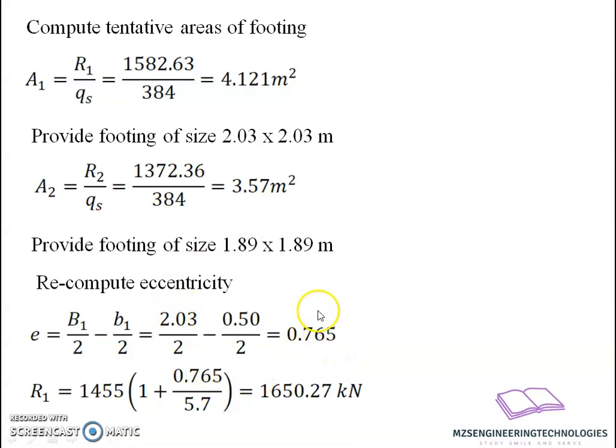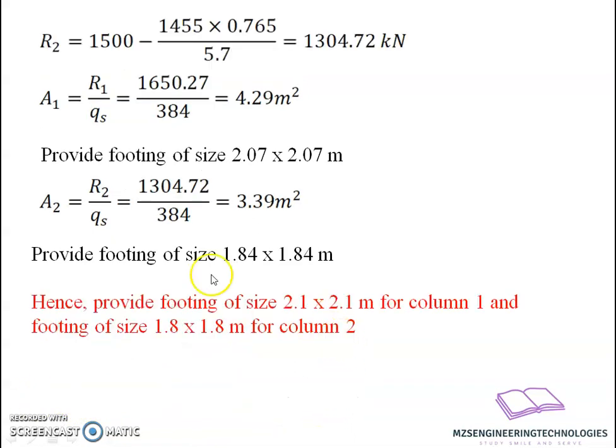Again, we have to go with reference to the calculated eccentricity. So I will find once again the reactive forces with reference to the calculated eccentricity. R1 equals 1455 (1 plus 0.765) divided by 5.7. I have changed the E value. Previously I had taken 0.5. Based on this I got the reactive force 1650.27. Similarly, R2 will be found with the relation 1500 minus 1455 into 0.765 divided by LR. LR is nothing but the length between the two reactive forces, 5.7, which gives 1304.72 kilonewton.